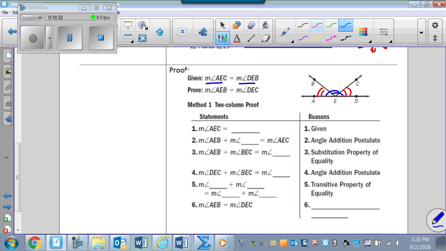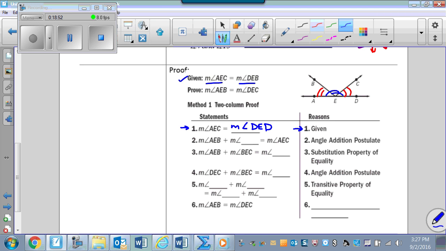Our first statement in a proof is always going to be one of the given statements. So number 1 here, we're given right here that the measure of angle AEC equals the measure of angle DEB. And of course our reason for that is because that was given to us. That's what they told us.